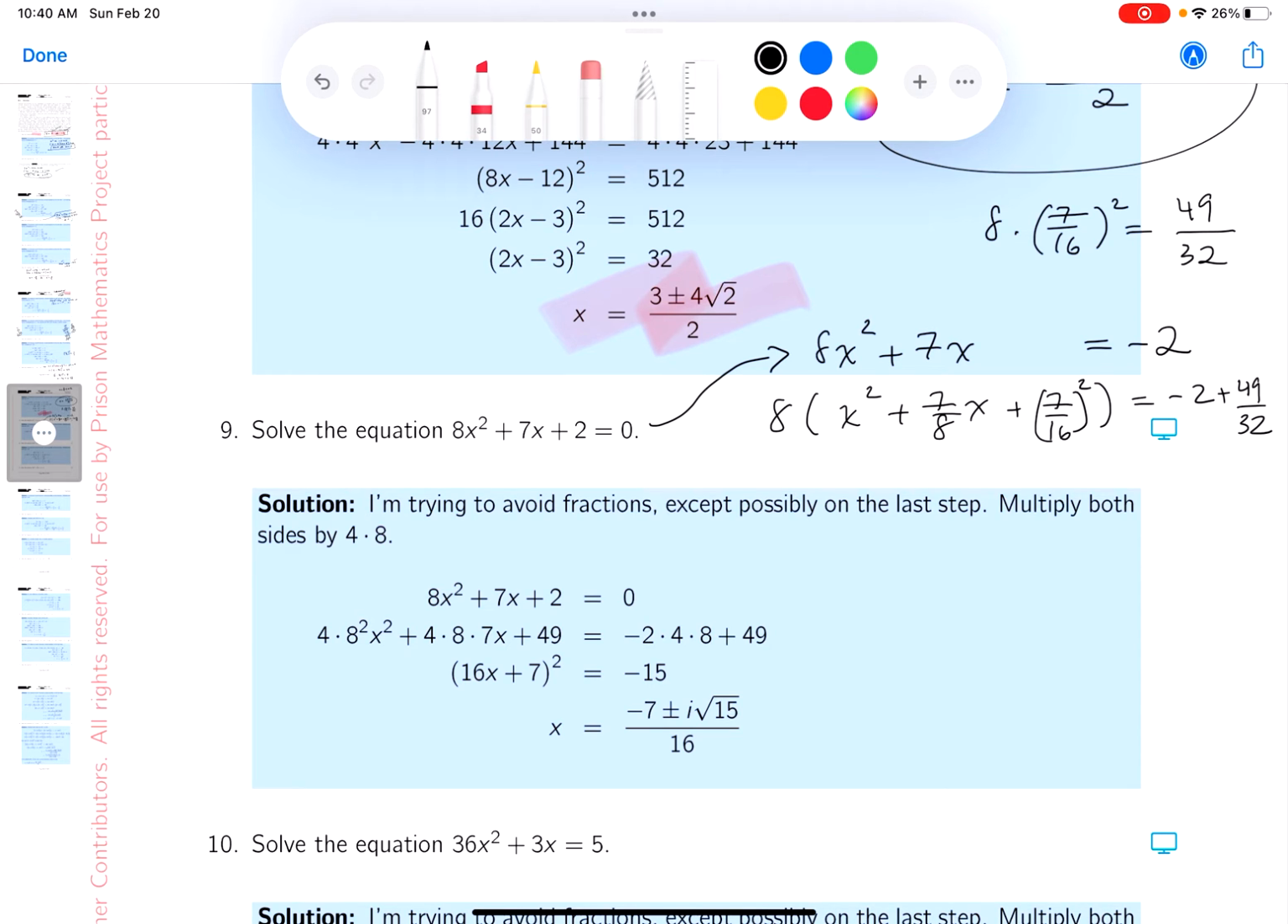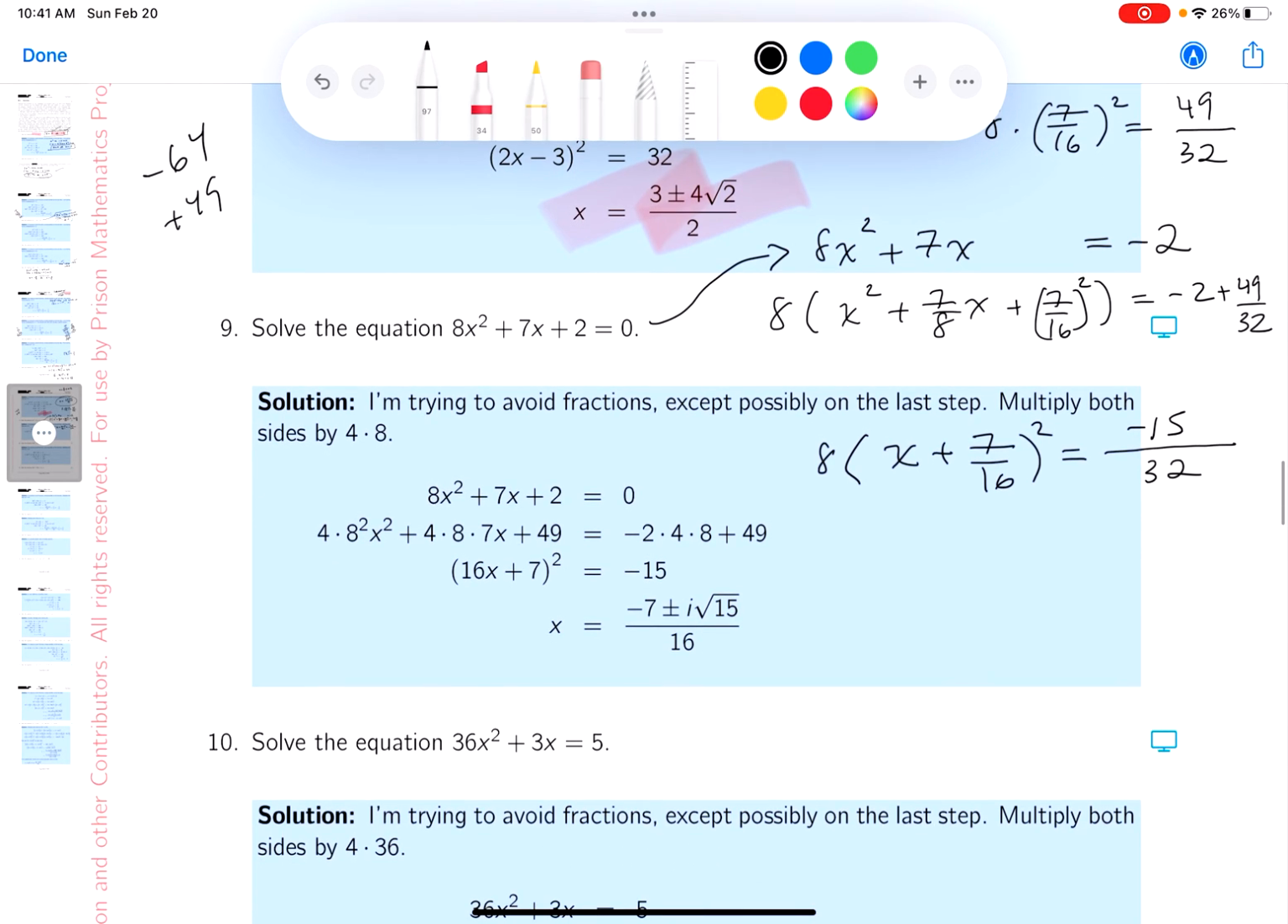So what do you get over here? 8. This is now a perfect square. It's going to be x plus 7/16 squared. I got to do the other side. I'm going to say it has to do with 32. And let me do this, minus 64, and then plus 49. And what do you get there? Looks like minus 15. All right, that's not so bad.